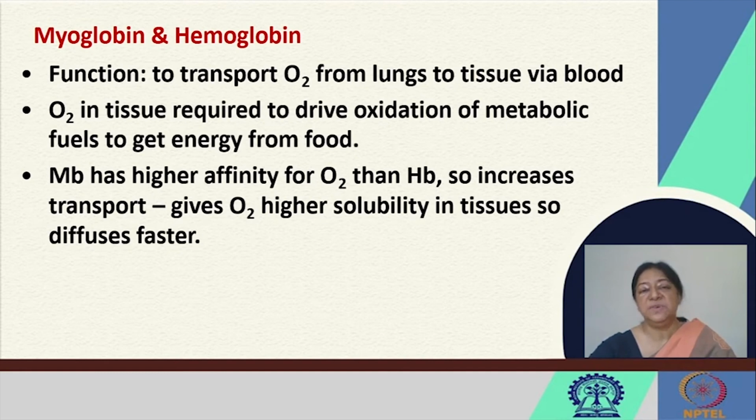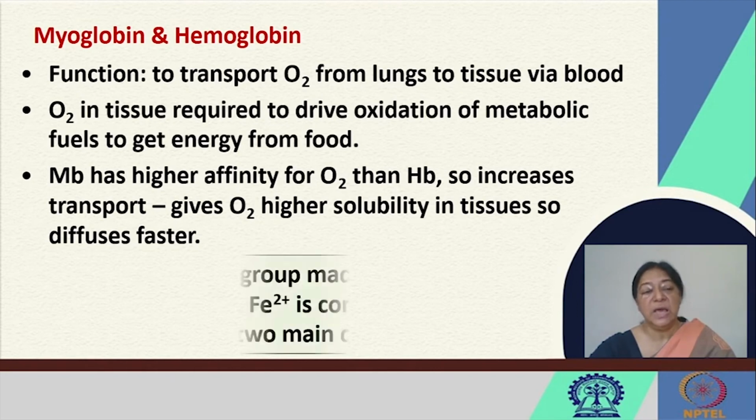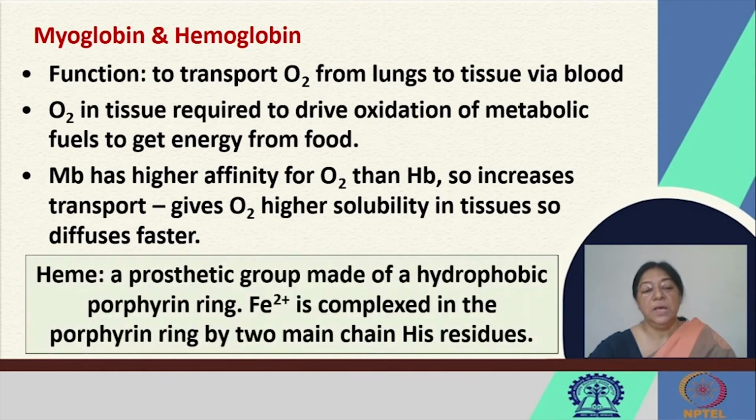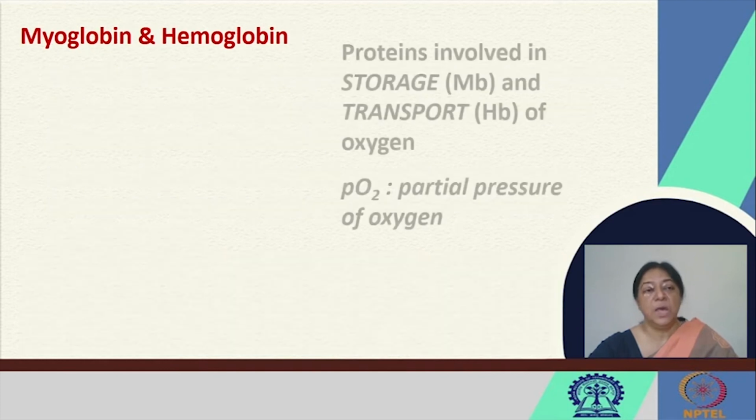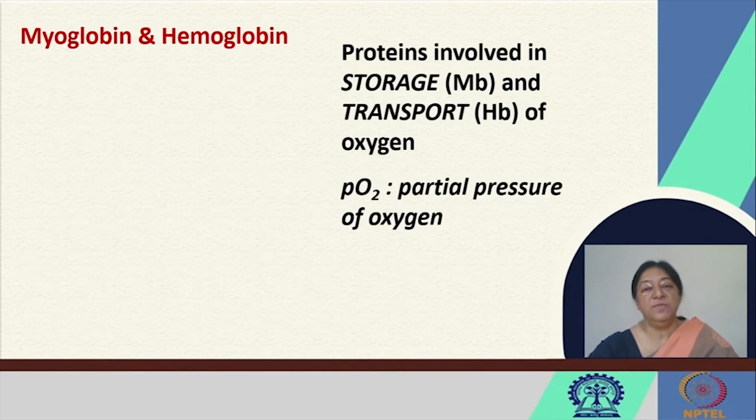We will see the specific binding curves that we looked at in the protein ligand binding lectures and see how they can be associated with what we mean by a storage protein and a transfer protein. The heme is the prosthetic group present here, made up of a hydrophobic porphyrin ring, and Fe2+ is complexed in this porphyrin ring by two main chain histidine residues. The proteins are therefore involved in storage, myoglobin, and in transport of oxygen, hemoglobin.